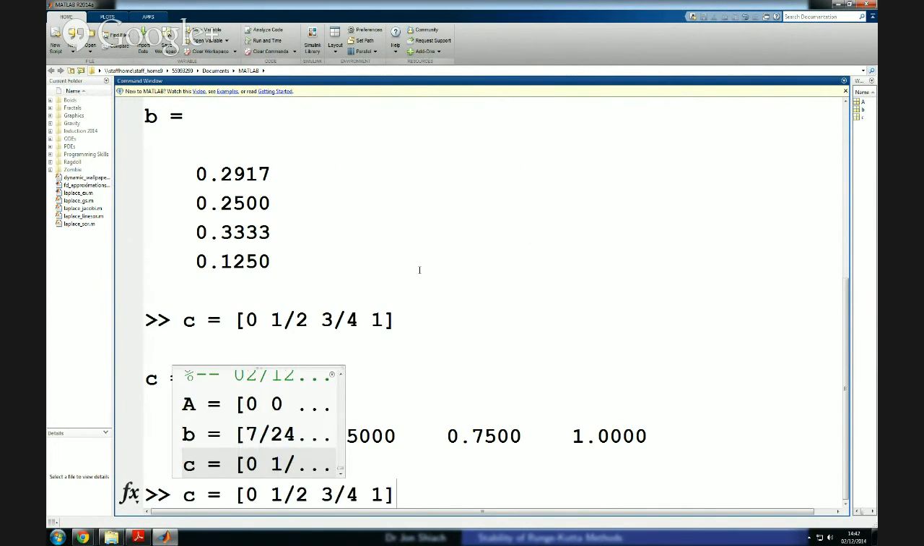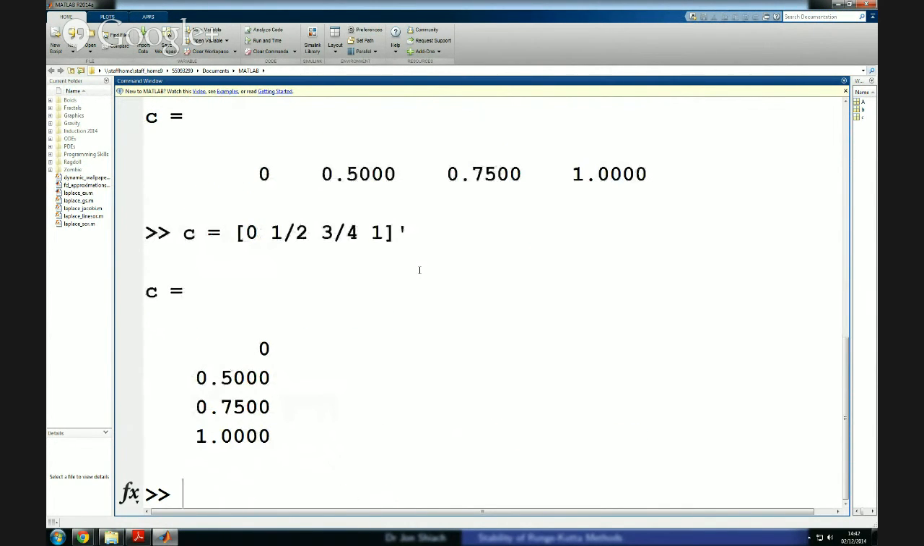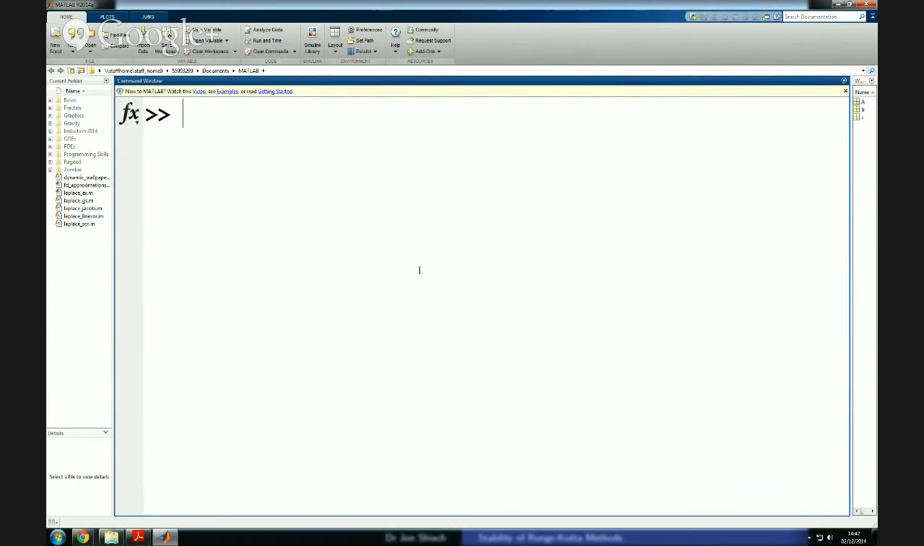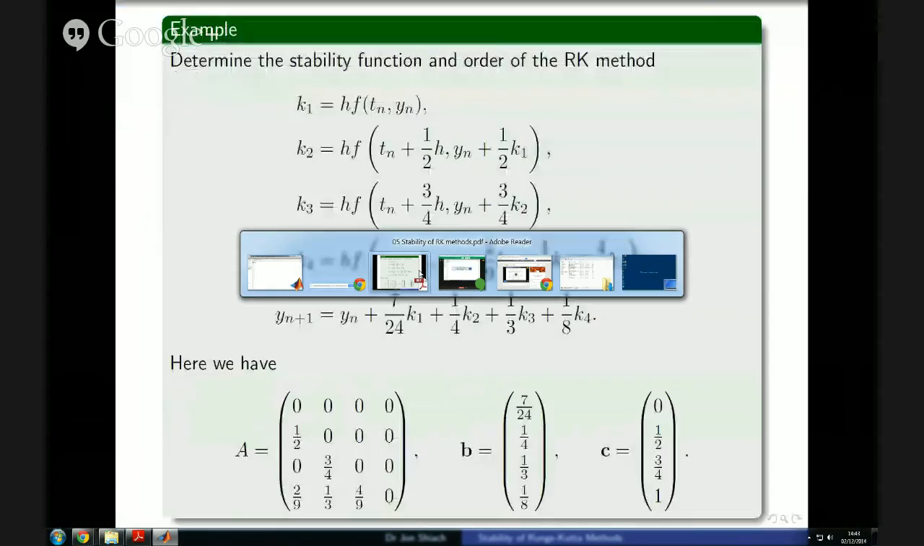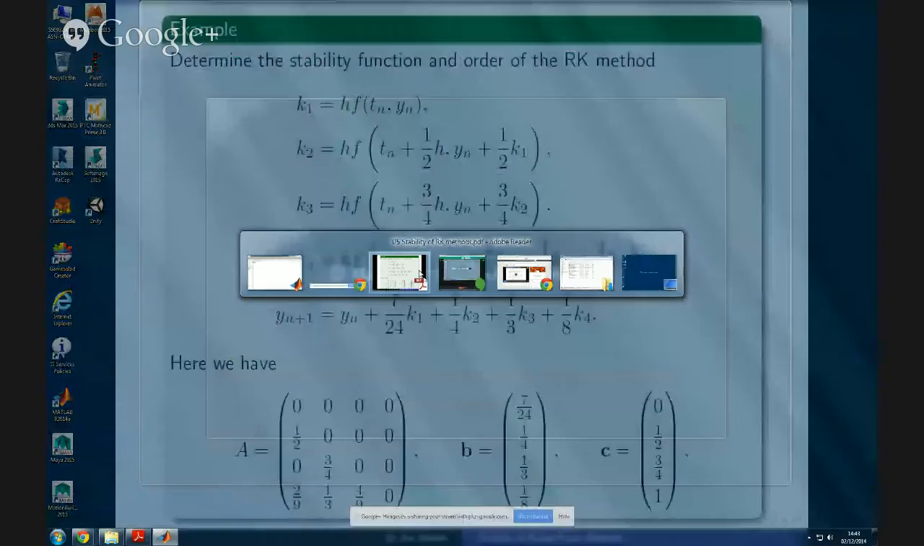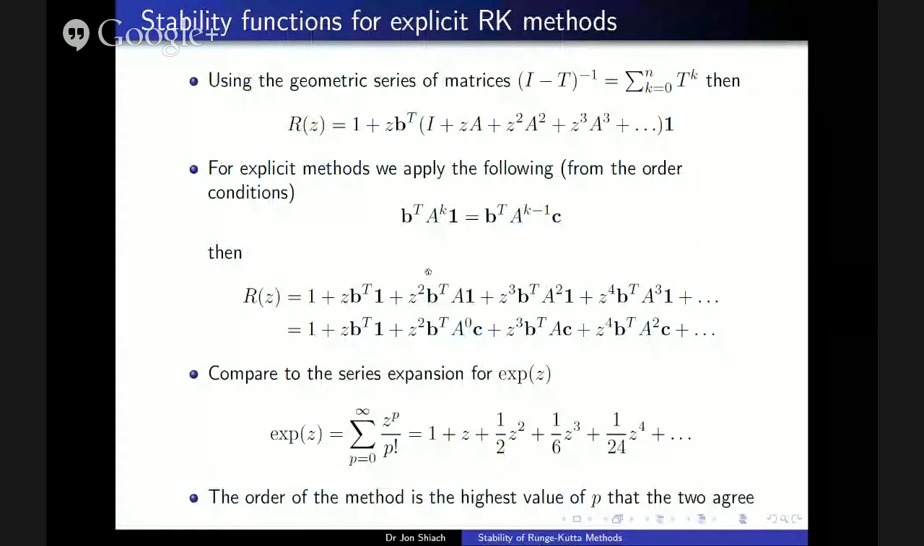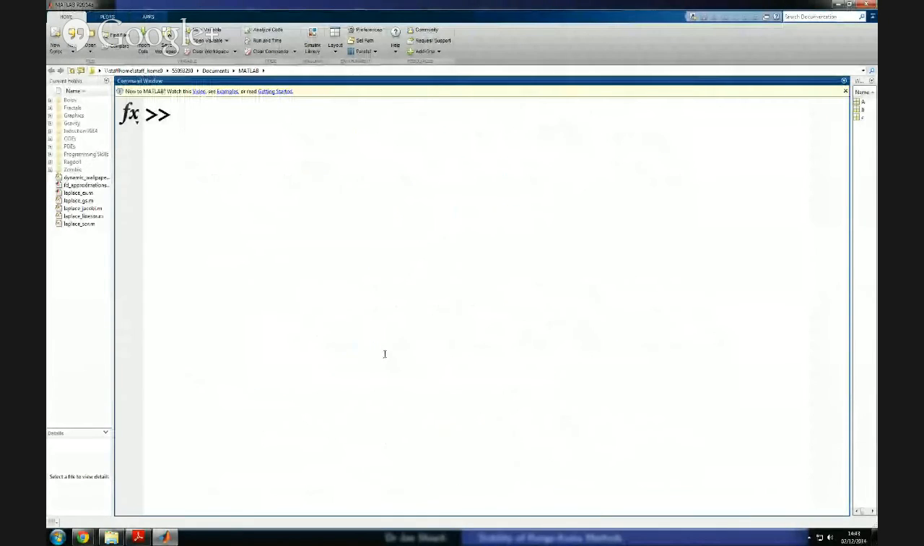Oh, should be column. Okay, so I've typed in my A, my B, and my C. What we now need to do is check. We go up in order of P and see if everything agrees. So I'm just going to go back to my slides. There we are. Okay, so the first one I have is B transpose times C.